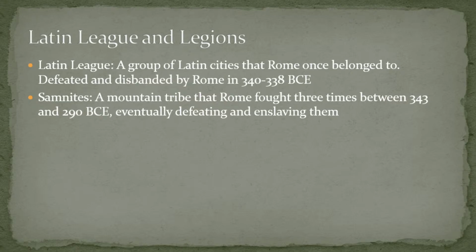That sort of thing. The Samnites, though, because they gave the Romans so much trouble for so long, once the Romans did finally defeat them, they enslaved the ones that survived. Not to say that there was no slavery in Rome before this point, but as a punishment for giving the Romans trouble, they enslaved what was left of the Samnites.